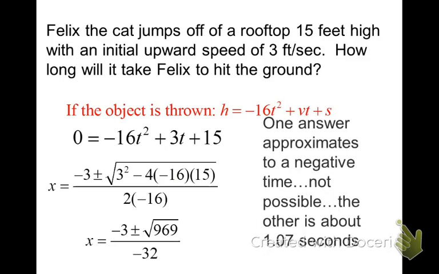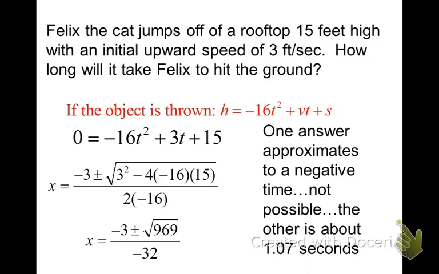So we're going to plug that in, get a decimal approximation, and one of our answers turns out negative. Now, of course, time isn't negative, so one of our answers doesn't really make sense. But the other one is about 1.07 seconds, and that makes sense. It makes sense for something that gets thrown off the building to take about a second to get to the ground. So that's a vertical motion problem.